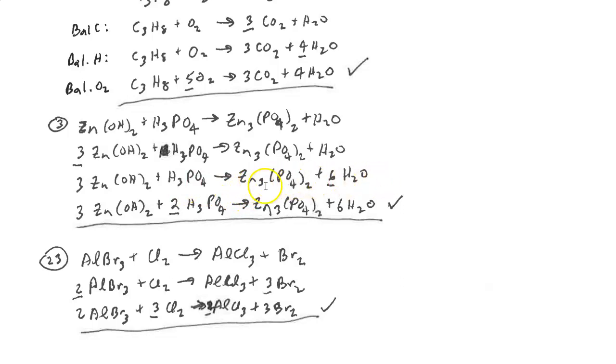How many hydrogens do I have over here? Well, I have 12. I have 6 water molecules, each containing 2 hydrogens apiece. So 9 over here, 12 over here. How do I get the same number on both sides? Well, I can put a 2 in front of this H3PO4. Now, if I do that, that gives me 6 hydrogens here, and that gives me 6 hydrogens here. What's 6 plus 6? Well, that's 12.